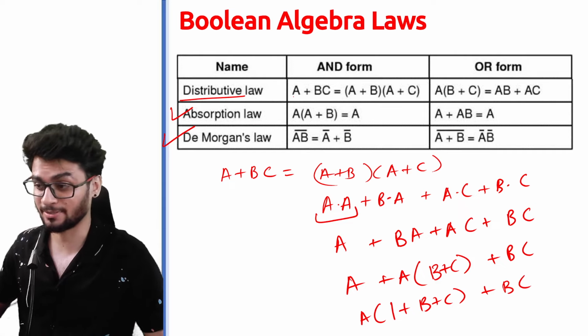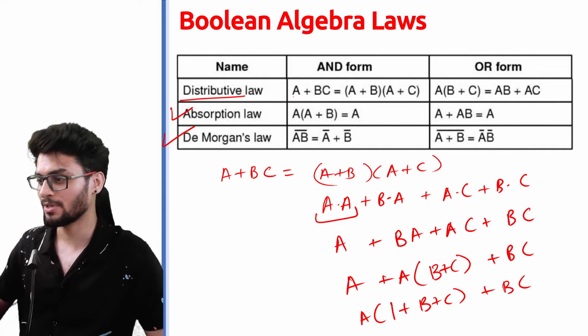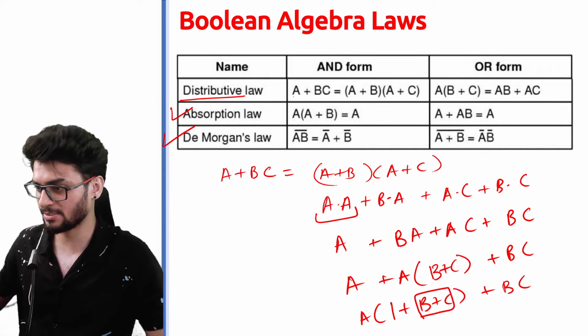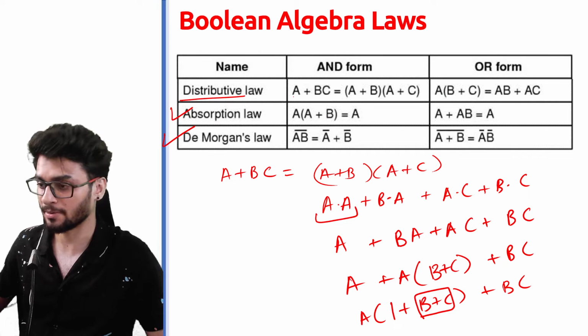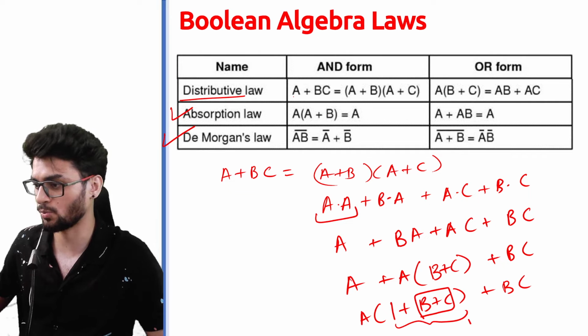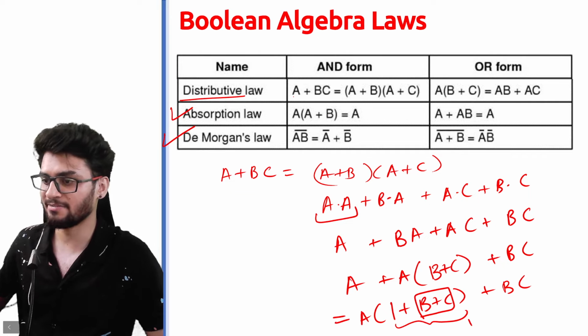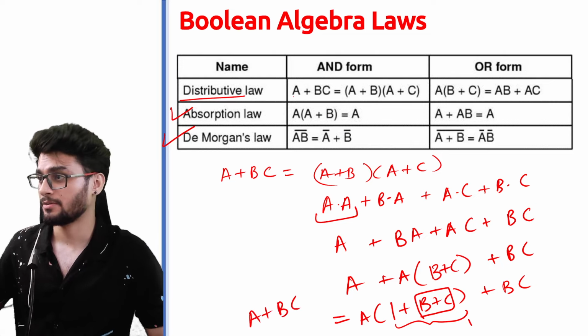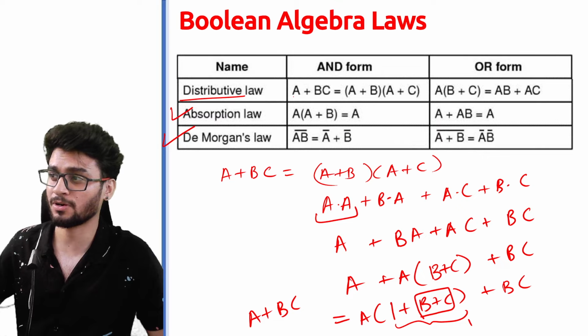I hope you guys are good at mathematics since you're in 11th now. It is not too difficult, but we can see that B plus C is being added with 1. So this entire thing becomes 1. So finally we get A plus B into C, right? So similarly, you can also prove it for the OR form.